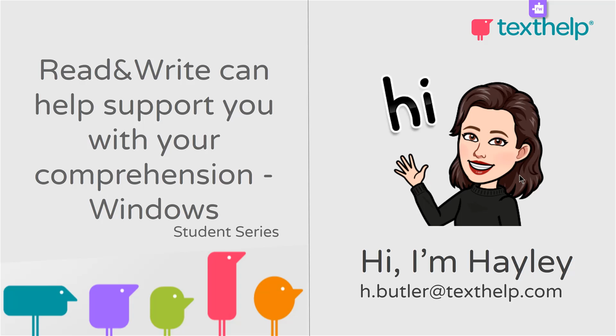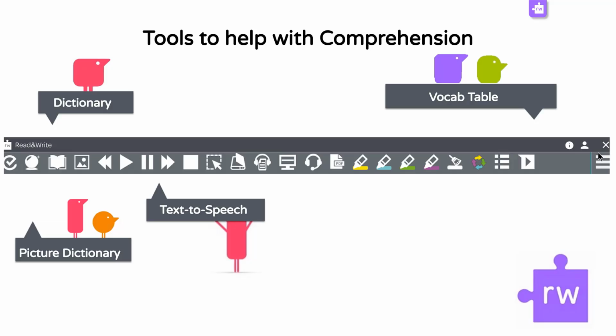So today we're going to look at how Read and Write can support you with your comprehension on the Windows toolbar. You can see just a little screenshot there of the toolbar, and these are the features that we're going to look at today. We're going to look at text-to-speech first of all, and if you're struggling with reading a text or you may have certain words that you struggle with, the text-to-speech option will make it easier whenever it is read aloud back to you.